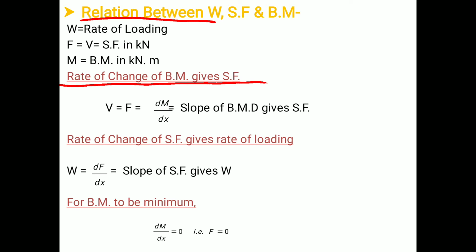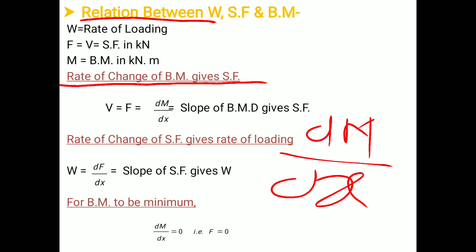For maximum or minimum value of bending moment, we have dM upon dx equal to 0. As dM upon dx is equal to 0, it means that F or V is also 0. So what does it indicate? It indicates that for the maximum bending moment, the shear force is 0. In other words, the bending moment may be maximum where the shear force changes its sign from positive to negative.